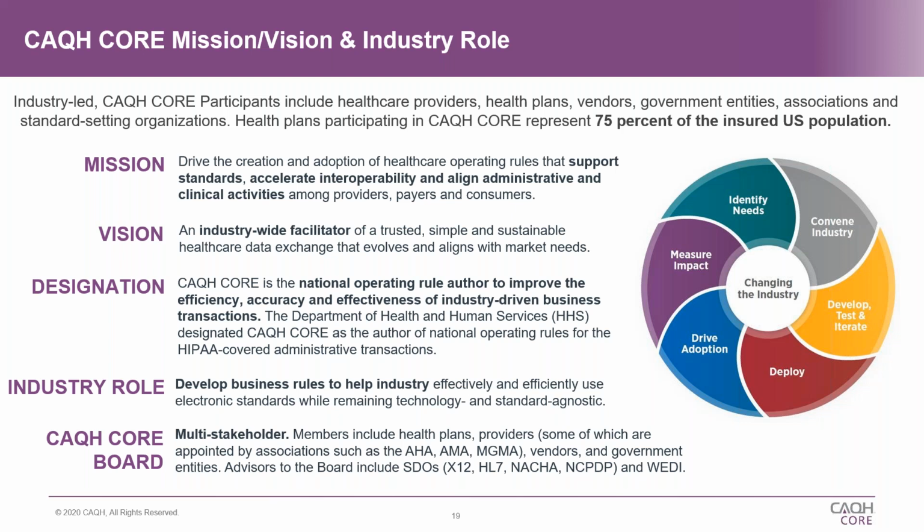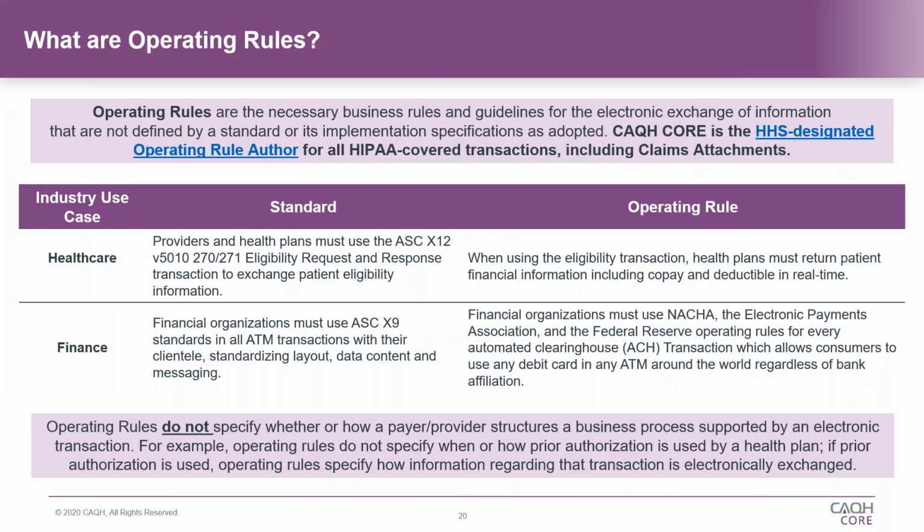And so if we can go to the next slide, I'll give an example of what we mean by an operating rule. So an operating rule, as I mentioned before, are the business rules and guidelines for electronic exchange using the transactions. And I have two examples here to help provide a little bit of background in terms of what we mean.